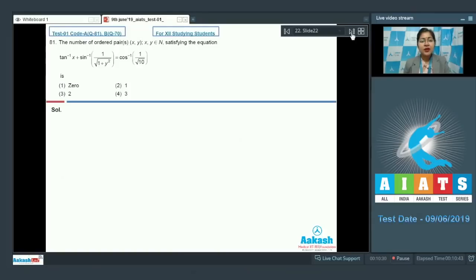Next is question number 81, which says that the number of ordered pairs (x, y), where x, y belong to N and satisfy the equation tan inverse x plus sine inverse 1 upon under root of 1 plus y square equals cos inverse 1 by root 10. So we have to find the solutions of this equation. Firstly, we see sine inverse 1 divided by root of 1 plus y square.